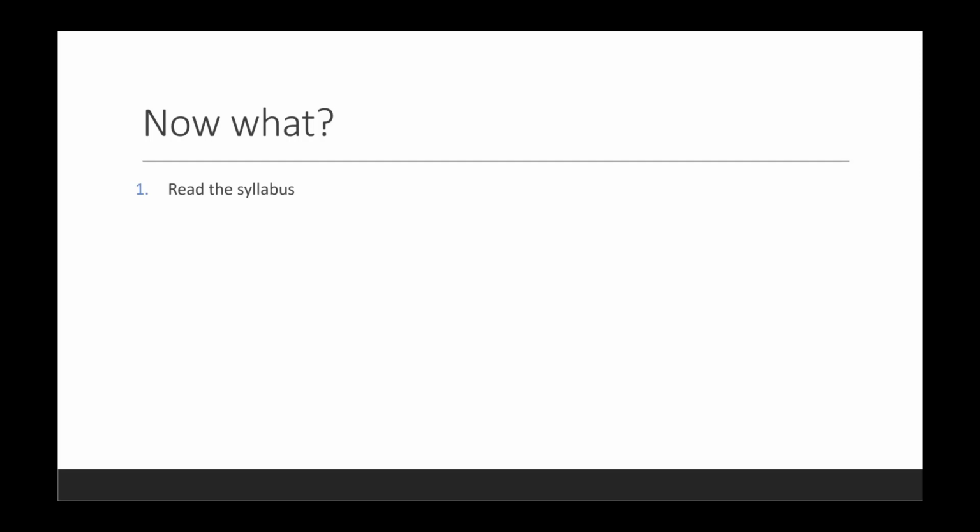All right, so now what? First thing I need you to do is go to the syllabus tab and read the syllabus. That's more important than ever for an online course like this because I'm not in front of you to immediately answer your questions about how the course works. So read the syllabus. And for the same reason, go to the information tab and read everything there.